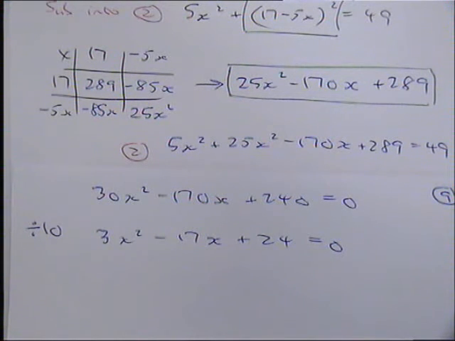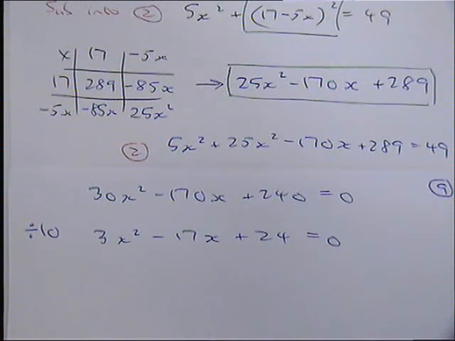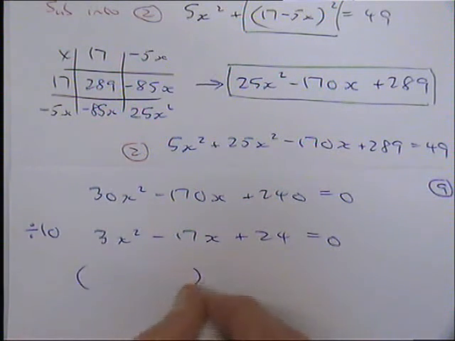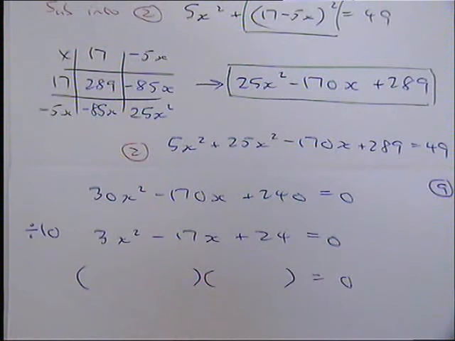What's the favoured method of solving quadratics? Factorizing if we can. Okay? A 3x squared. What's the only way that I could have got a 3x squared?